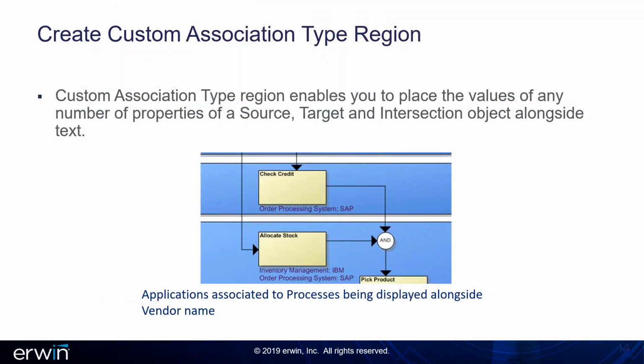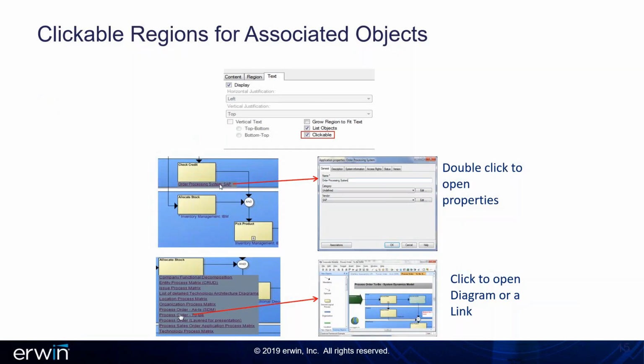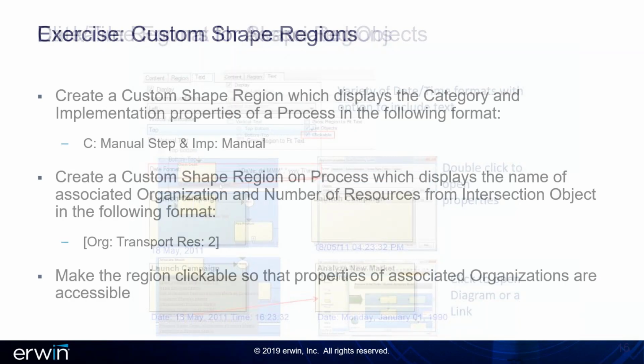And here we're actually seeing the systems that are associated to those processes as well as their categories. So that's another thing you can do. You can show information about an associated object, not just an associated object itself, but information about it. That's why we're calling this a custom shape region, because you get to choose what you display. And of course, you can make it clickable as well. And you can even show what diagram something is on.